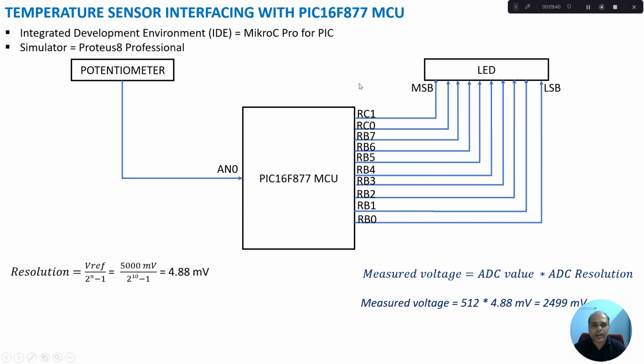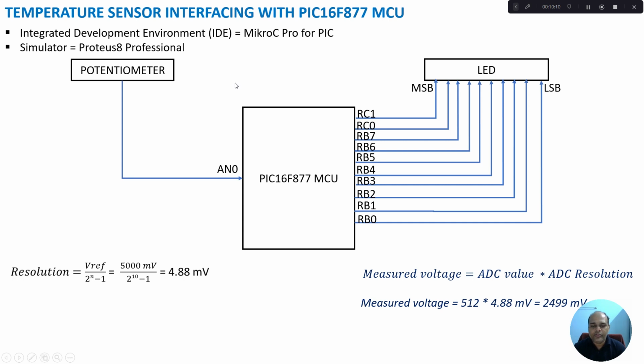For this program, we are going to use the IDE, which is nothing but mikroC PRO for PIC, where we will be writing an embedded C code and converting this embedded C code into a hexadecimal file. Then we will be using the simulator Proteus 8 Professional for building the hardware circuit and then put that hexadecimal file onto the microcontroller in the Proteus 8 environment, then check the result.